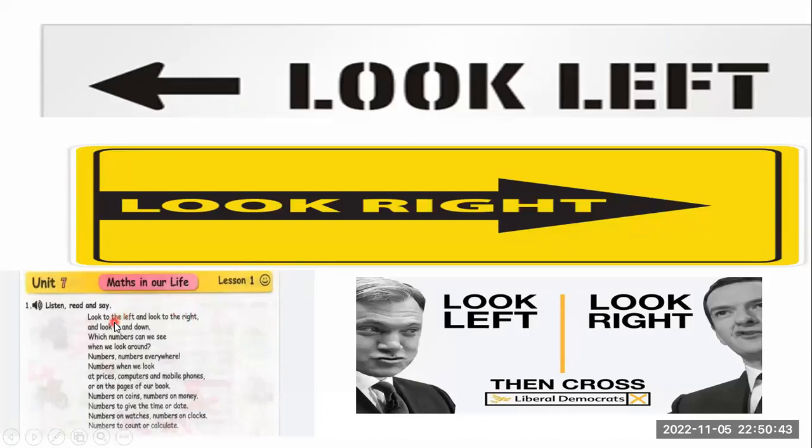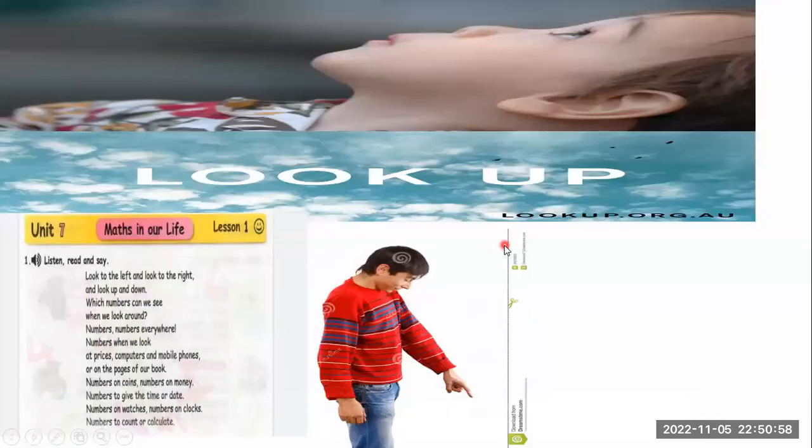Okay, look to the left. This is the left. And look to the right. Left, right, left, right. This is the left and this is right. And look up and down. This is up and this is down. Up like this. Down like this. Look up and look down.